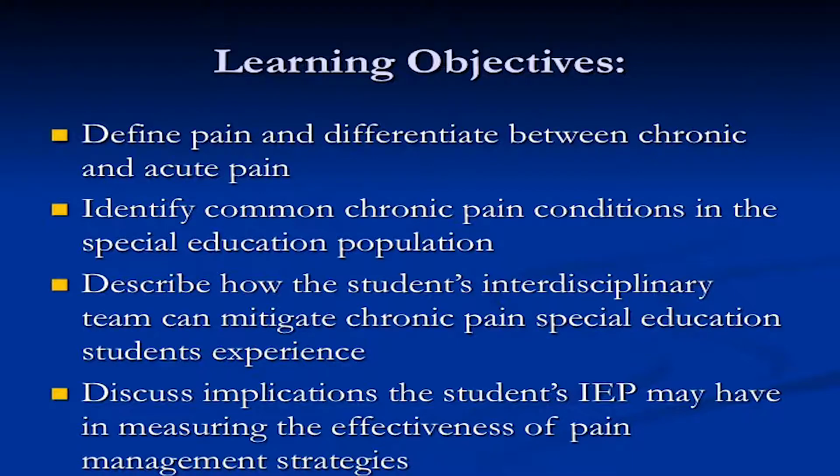So let's get started. Today's objectives: first, define pain and differentiate between chronic and acute pain. Identify common chronic pain conditions in the special education population. Describe how the student's interdisciplinary team can mitigate chronic pain special education students experience. Discuss implications the student's IEP may have in measuring the effectiveness of pain management strategies.